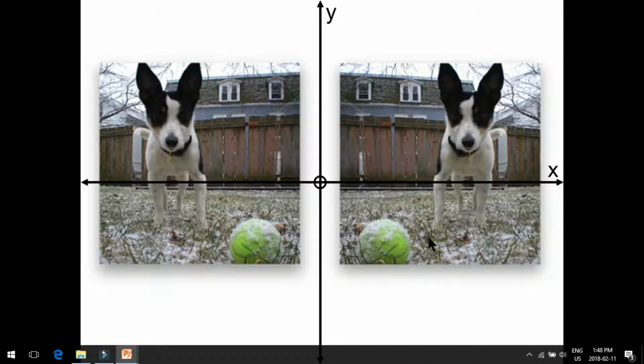And this is what you have to get. Reflect in the y-axis, x gets replaced with -x. We have a reflection in the y-axis. This is the concept.